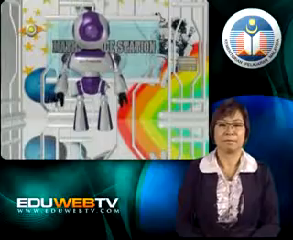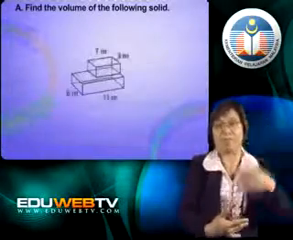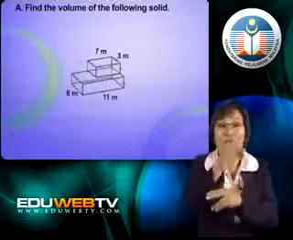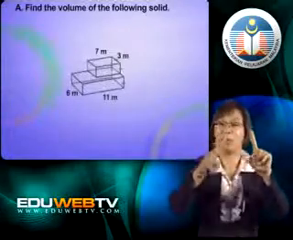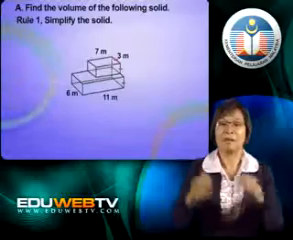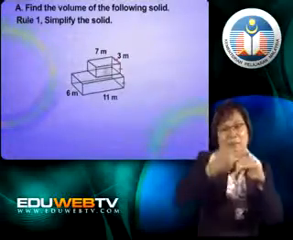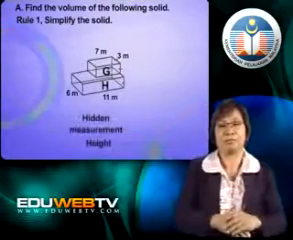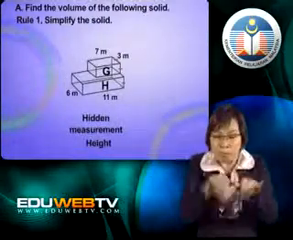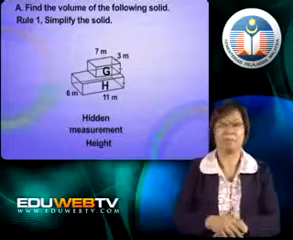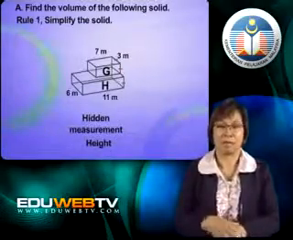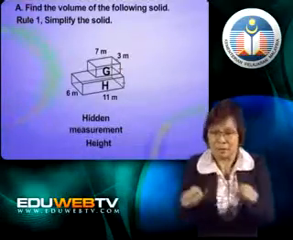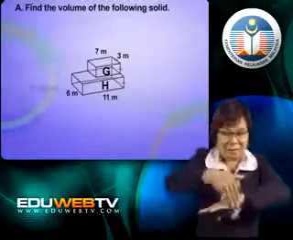Find the volume of the following solid. The volume of a cuboid is equal to the length multiplied by the width multiplied by the height. Simplify the solid. Name the top cuboid as G and the bottom cuboid as H. There is a hidden measurement for cuboid G. However, we are given the equivalent sign. So the hidden measurement is 3 meters.